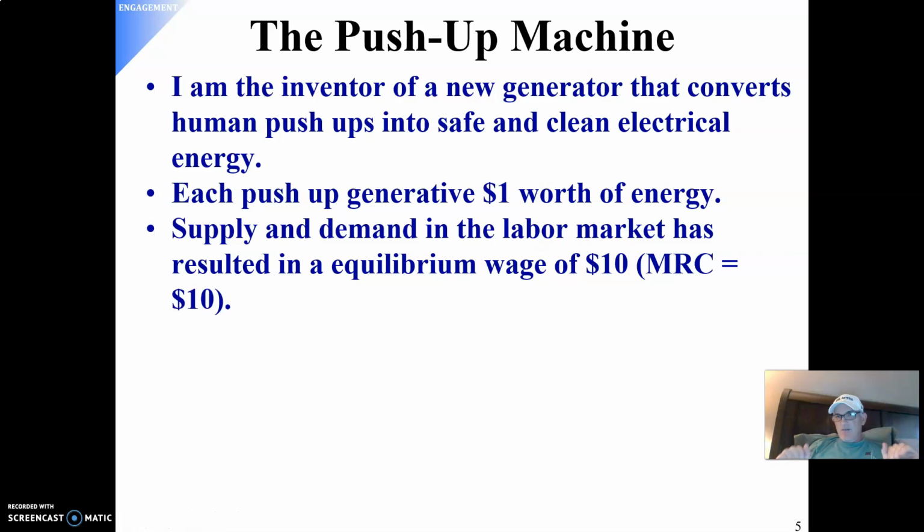So first kid comes up, he knocks out 40 push-ups. Is he worth the $10 that I spent to hire him? Well, if I can sell the push-ups for $1 each, I'm going to sell them for $40. I'm going to pay this kid $10, and I've made $30. Well, just like all the way back in Unit 1 and 2, right, if the marginal benefit outweighs the marginal cost, $40 of benefit here, $10 of cost, I would hire that worker, okay?